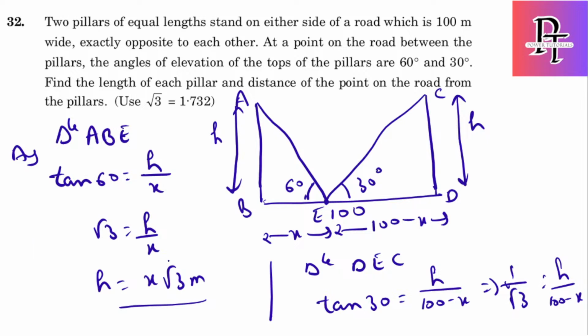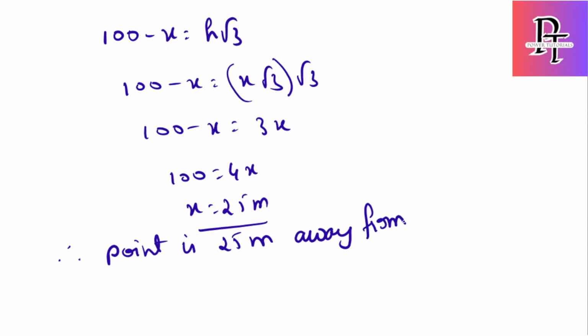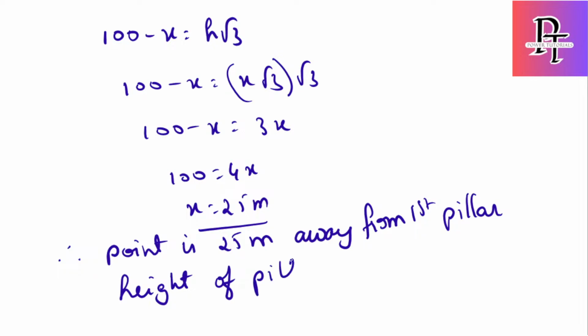So let's find the H value first. H is X into root 3. So we got the distance. So the point is 25 meters away from the first pillar. Height of the pillar is equal to X root 3, which is 25 root 3.